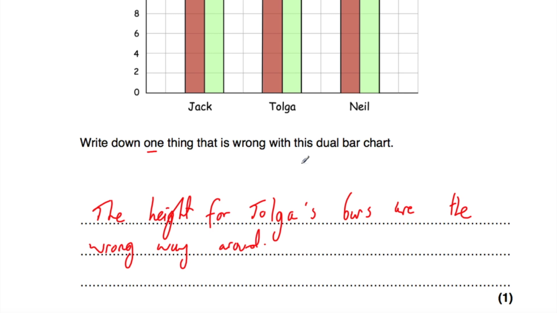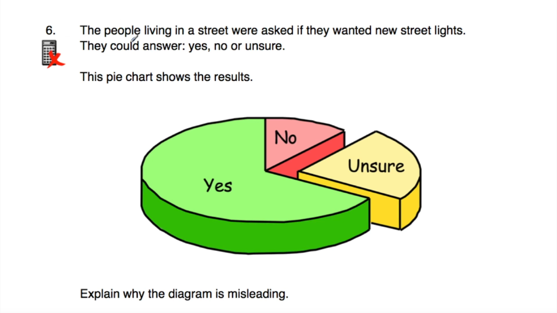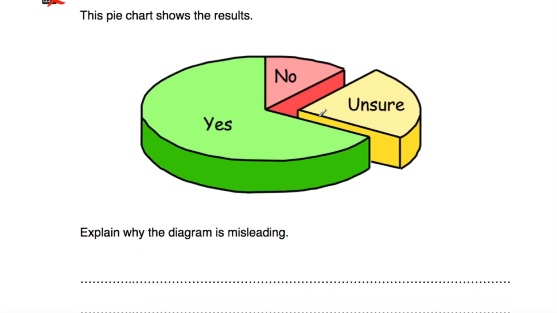And that's it. Okay, let's look at our next question, question number 6. We're told that the people living in a street were asked if they wanted new street lights, and they could answer yes, no, or unsure. So we've got yes, no, and unsure. And this is a 3D pie chart, and we're told the pie chart shows the results. As you can see, we've got the results here, yes, no, and unsure. And we've been asked to explain why this diagram is misleading.